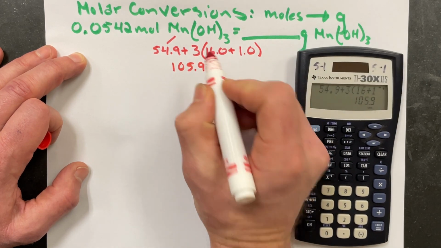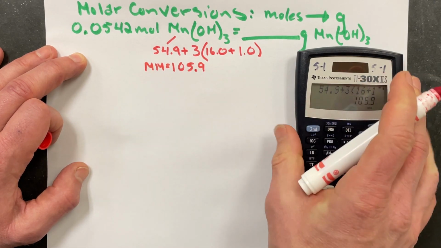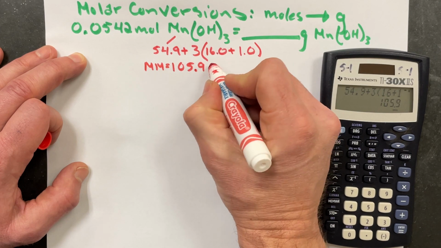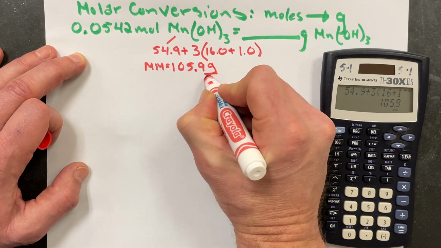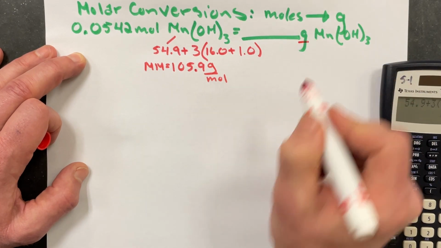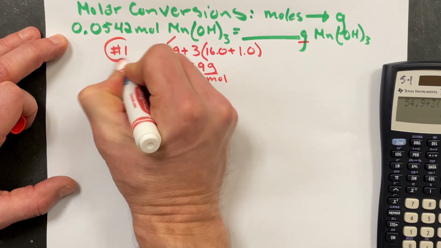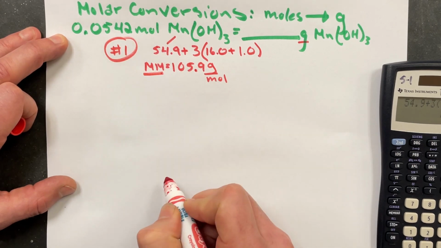And the units for this are really important. We just found the molar mass. And what this 105.9 means is this is the grams we have in each mole. So when I'm converting to grams over here, this would be step 1 for me. Find the molar mass, which we did.